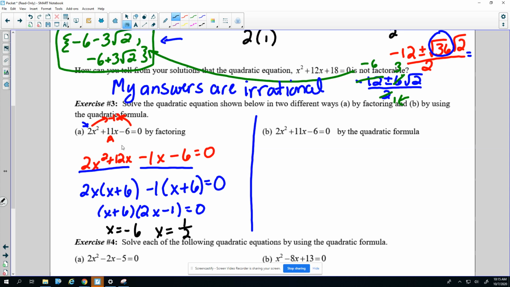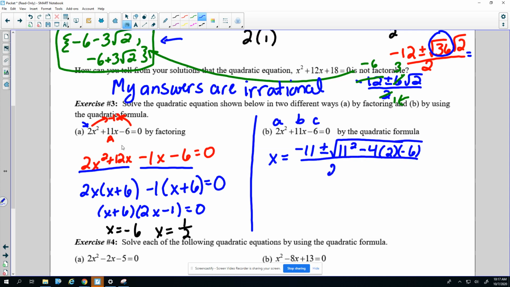So we saw that quadratic was factorable, and now we're going to try solving that same quadratic with the quadratic formula. So I have x equals, and we're going to lay out our a, b, and c values. We're going to plug those in. So my negative b would be negative 11 plus or minus the square root of 11 squared minus 4 times 2 times negative 6, all over 2a would be 2 times 2.